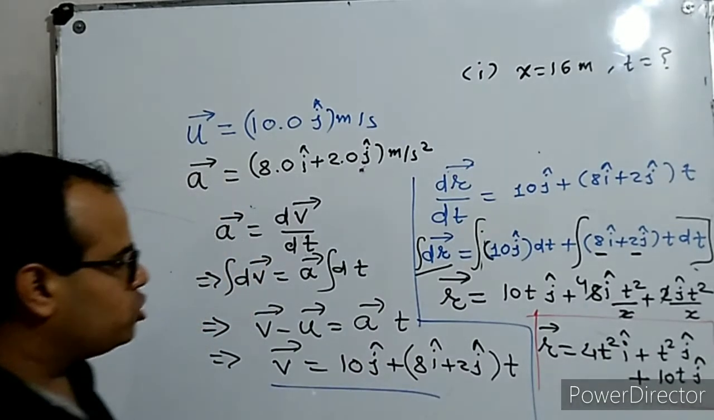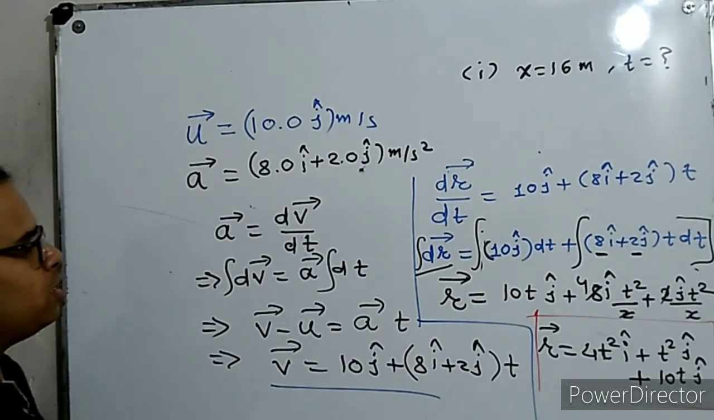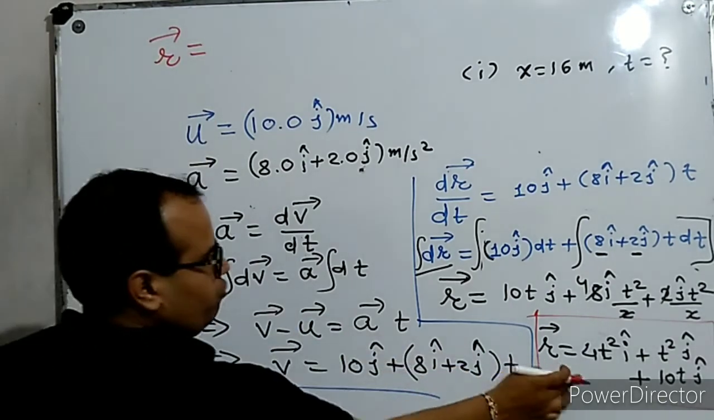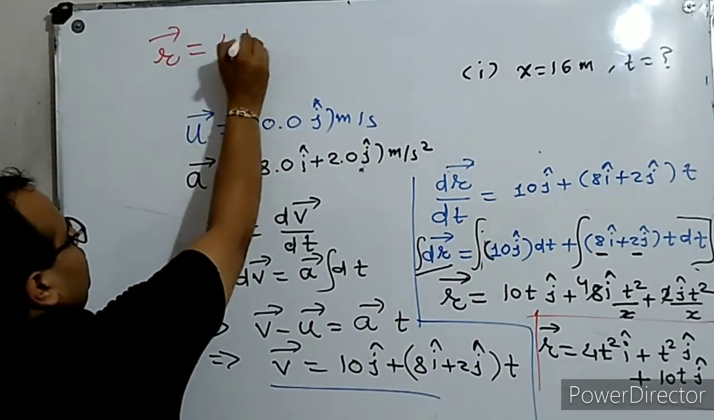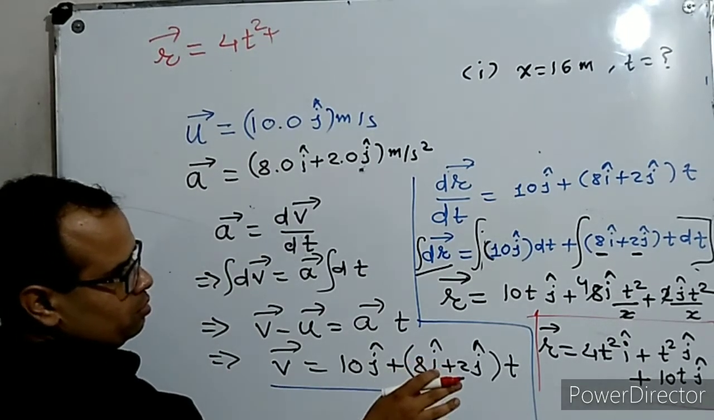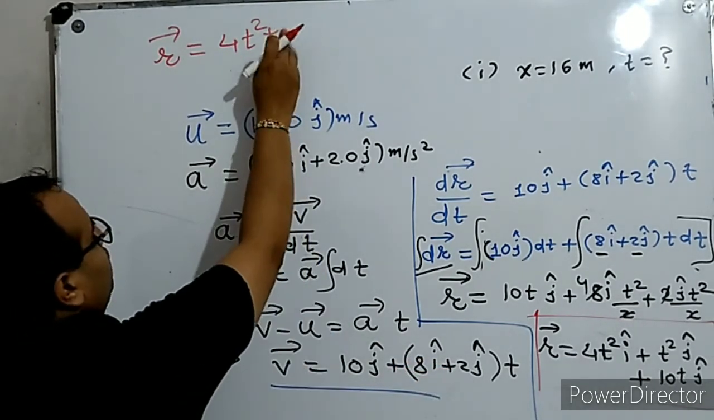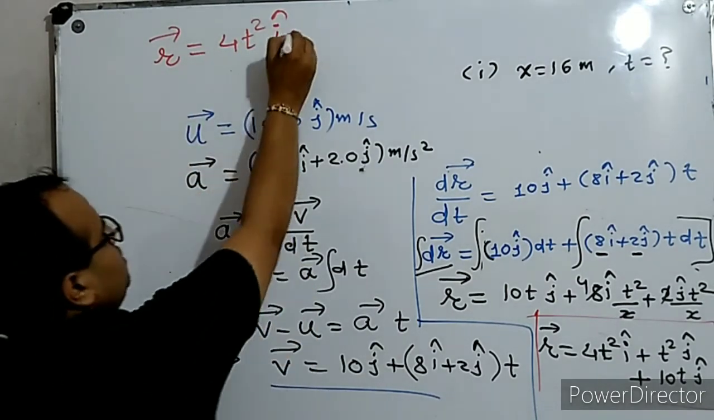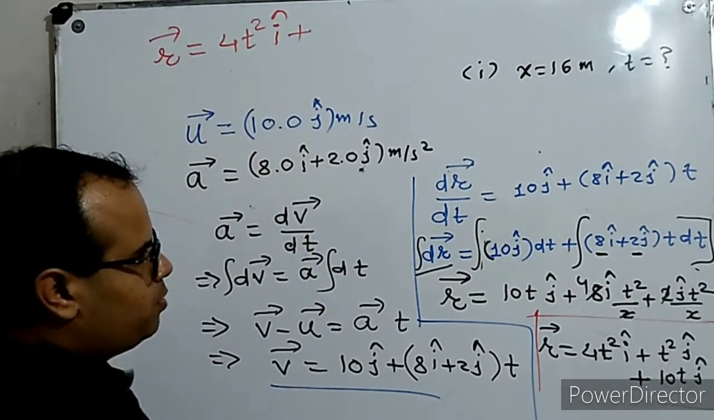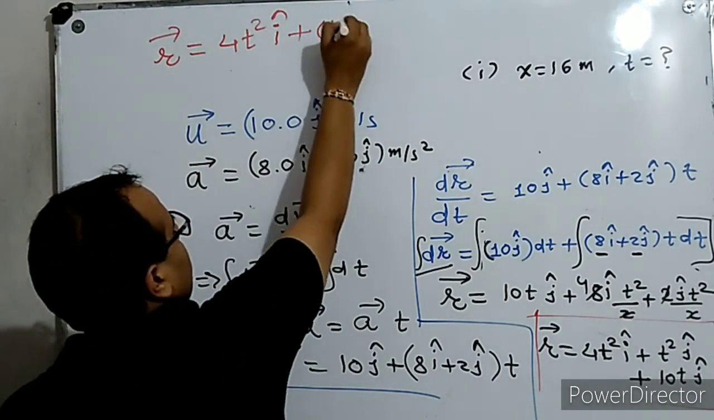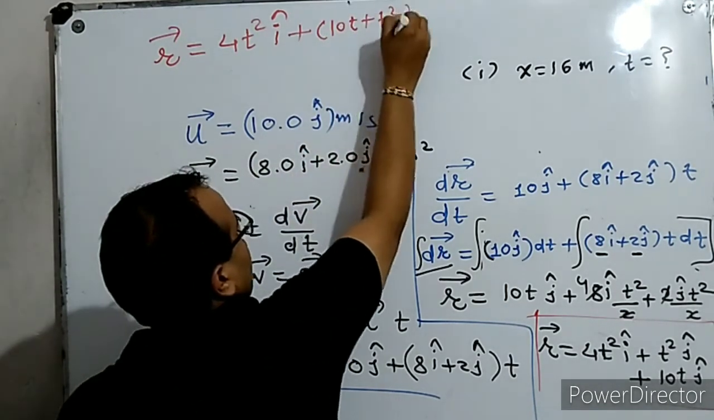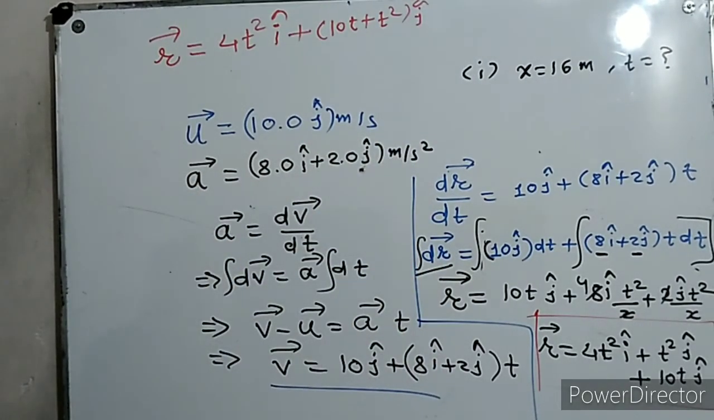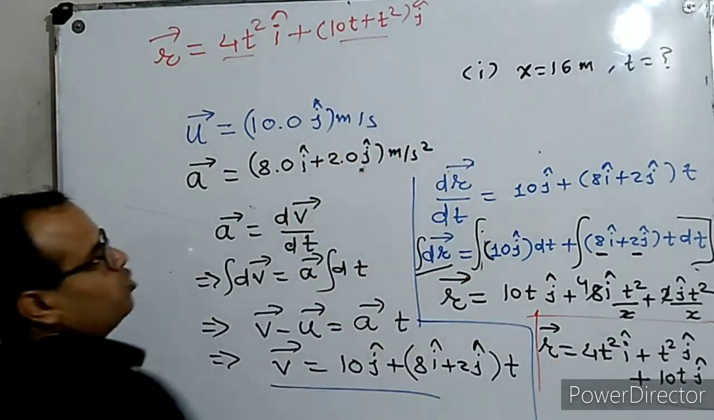Now if we look at this in terms of x and y components, R vector is equal to 4t square, there is no other i cap, so it is only the x component, plus 10t plus t square j cap. Okay, so these are the x and y components: this is the x component and this is the y component. Clear?